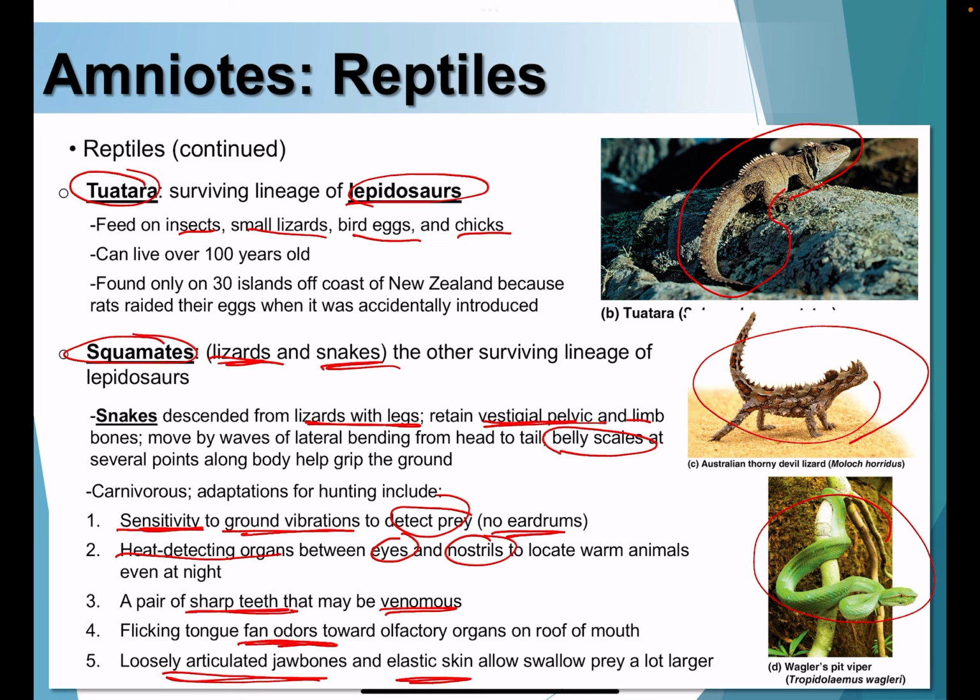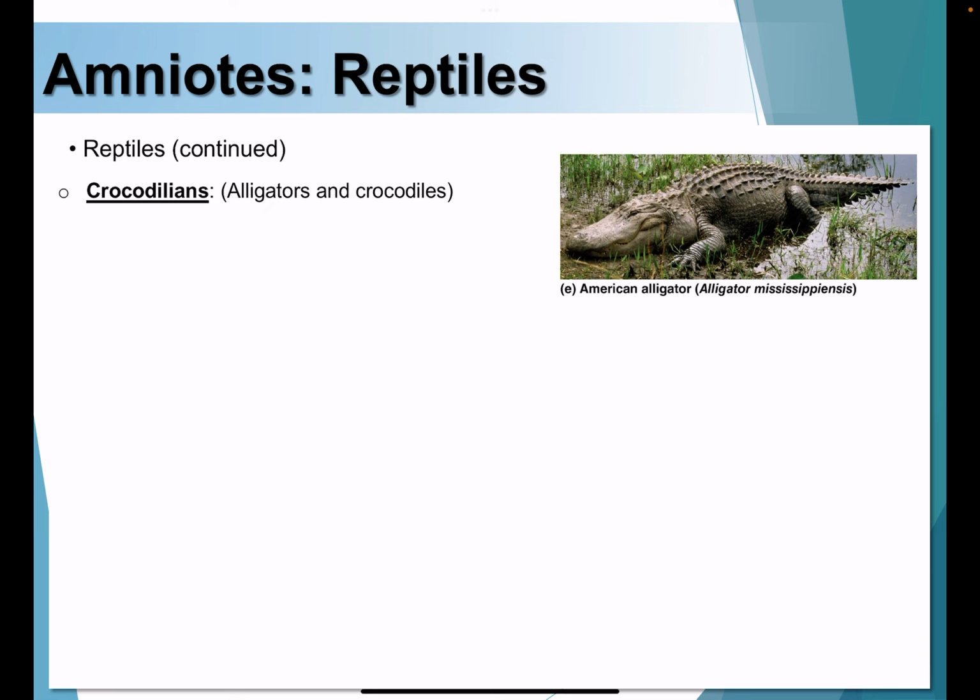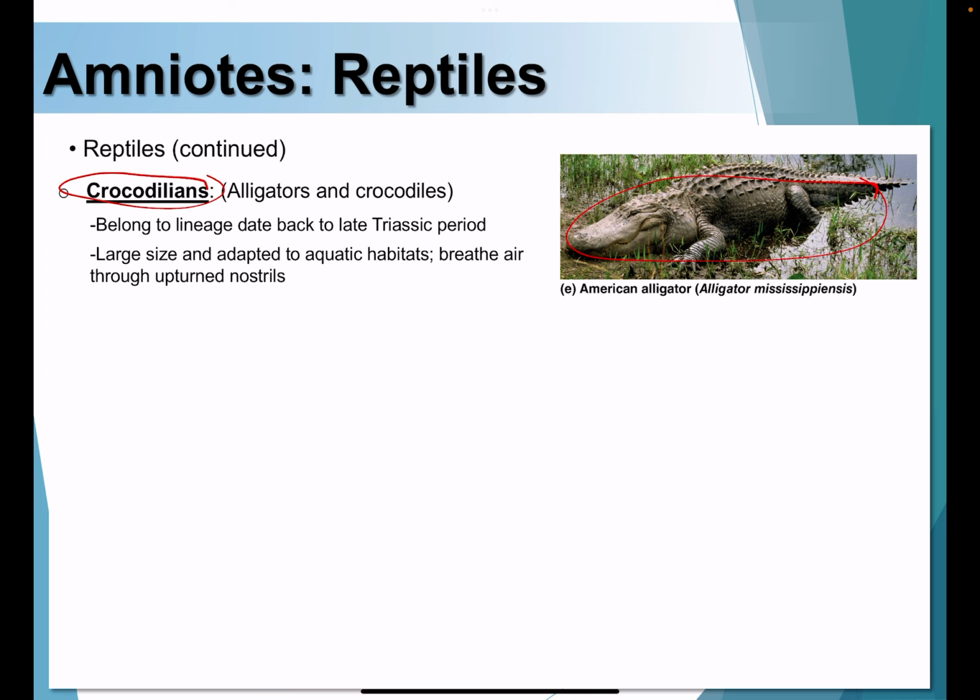Another group of amniotes under the reptile group is crocodilians, which represents your alligators and crocodiles. Here's an American alligator, how it looks, and they belong to a lineage that dates back to the Triassic period. So it's quite a while ago, and it was able to survive till today. They are very large in size and adapted to aquatic habitats.